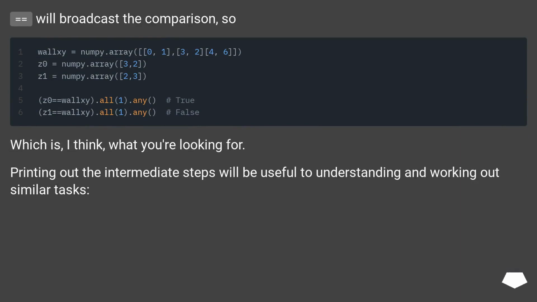This will broadcast the comparison, which is, I think, what you're looking for. Printing out the intermediate steps will be useful to understanding and working out similar tasks.